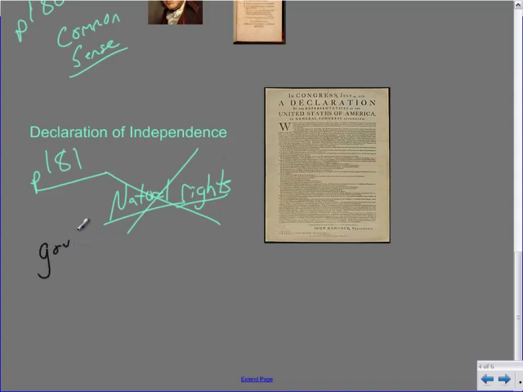So right now what is going on is the Americans are under British control. They feel that the British are not protecting their natural rights, they are not treating them fairly, and they want to get rid of the British government, the British rule, and then put in their own. And that's what the Declaration of Independence is all about, and from here on out we're talking about the actual war.